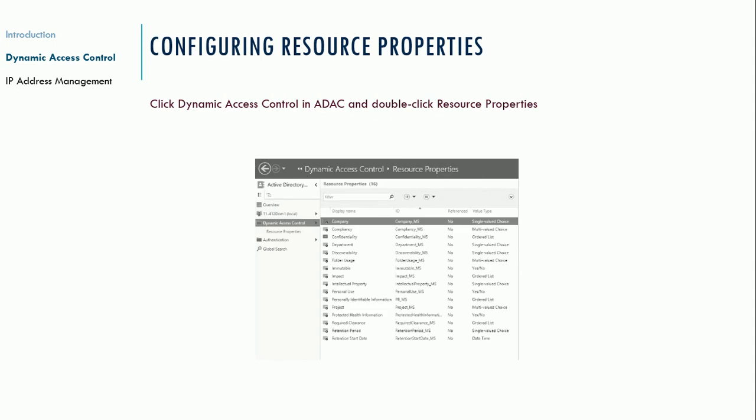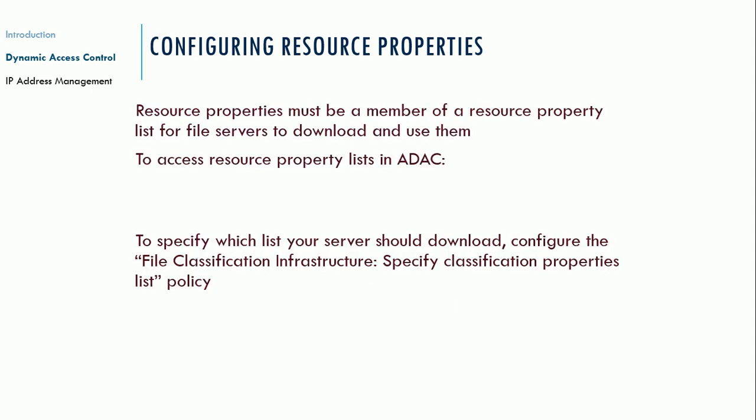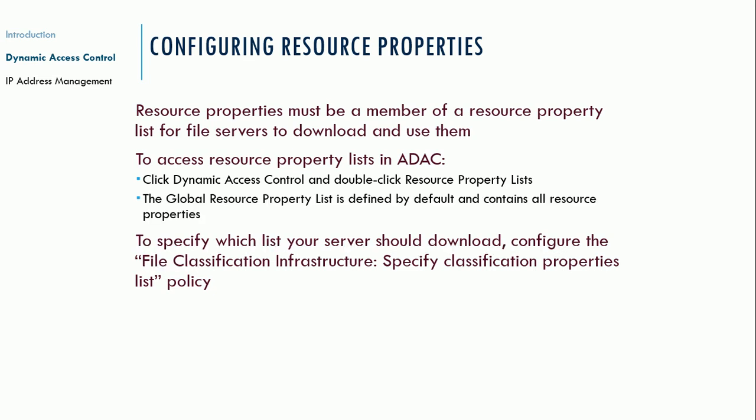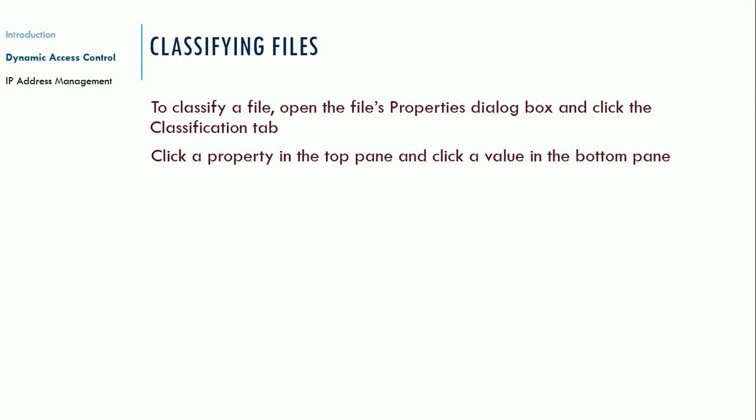So here we can see the dynamic access control resource properties dialog, which you'll see in the lab. One of the labs is to set up dynamic access control. So to configure resource properties, to access the resource property list in the ADAC, you're going to click Dynamic Access Control, then you're going to double-click Resource Property Lists, and then the Global Resource Property List is defined by default and contains all resource properties.